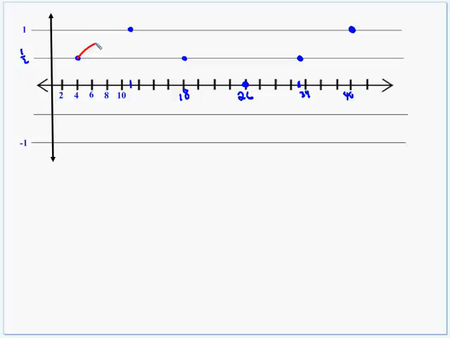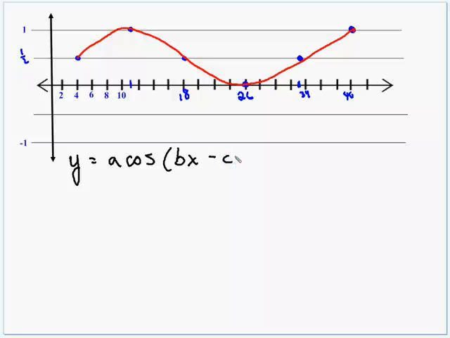Again, if we connect the points a little bit with a curve, we can see we have a sine or a cosine wave going on. We could model this data with either of them. It doesn't matter. So let me just write out the very generic form. Y equals A. We'll use cosine again. Cosine of the quantity B times X minus C, and then our plus D at the end.